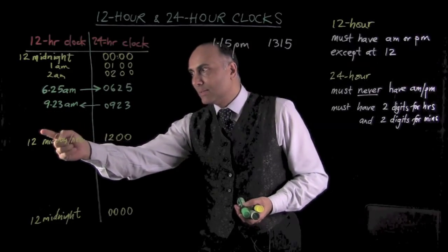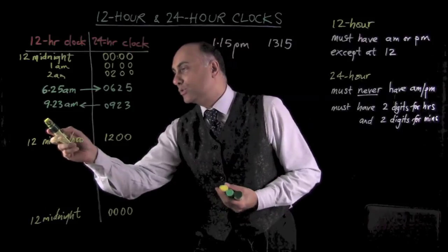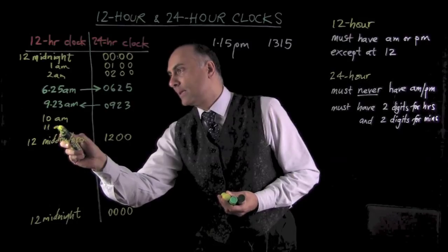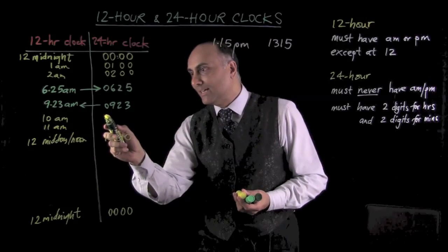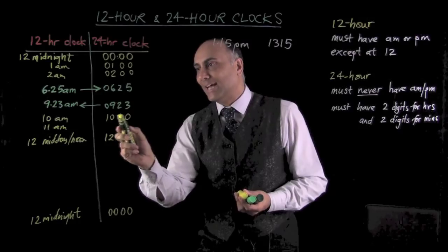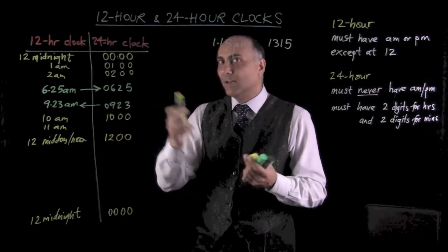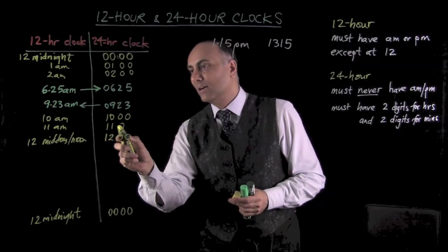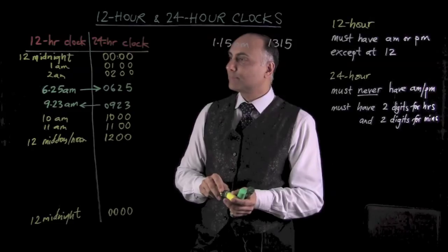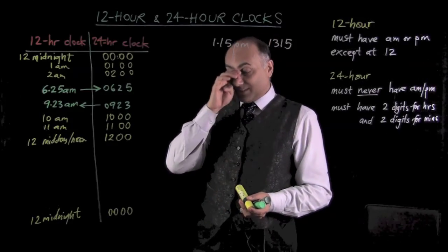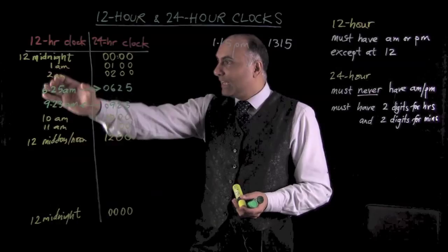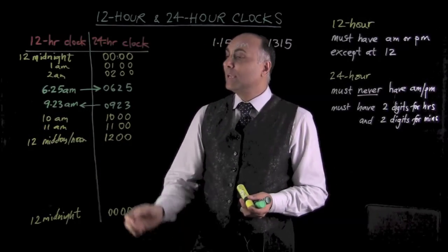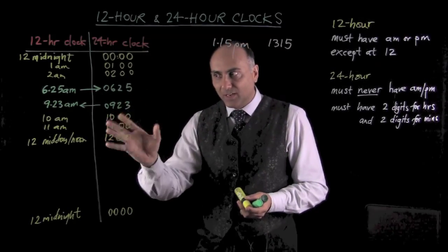10 a.m., 11 a.m., and then you'd get to midday. And on the 24-hour side, it would be 1000. Note, you don't read that as one thousand. It looks like 1000, but you read it as ten hundred. So you say the hours separately from the minutes. 1100. Okay. Now something happens. After 11 a.m., you get 12 noon or midday. Whereas here, you just get 1200.